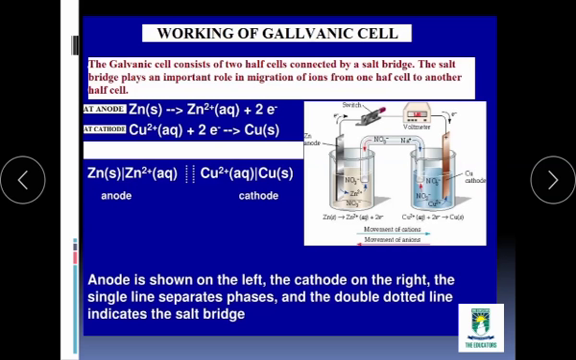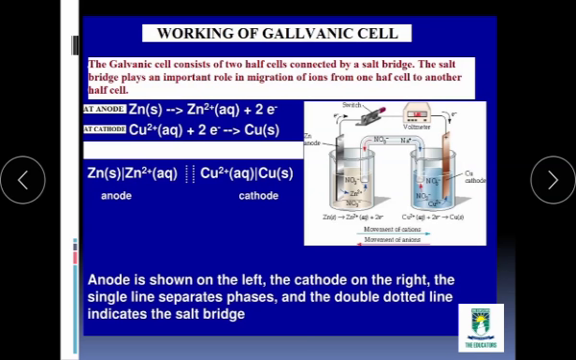What are the examples of a galvanic cell? The example of this type of cell is the Daniell cell. The galvanic cell consists of two half cells connected by a salt bridge. The salt bridge plays an important role in the migration of ions from one half cell to the other. Each cell is called a half cell because the anode is dipped in a separate solution, and the cathode is also dipped into another solution.